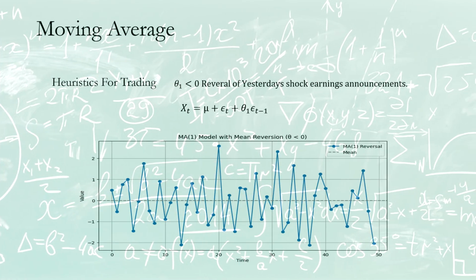And if we were to put this in mathematical form, we could say if theta 1 is less than 0, it will be a reversal of yesterday's shock, right? Based on its earnings announcement, right? So if there's a really large drop, you'll always think that it will snap back, right? And that's when theta is less than 0 in the model.